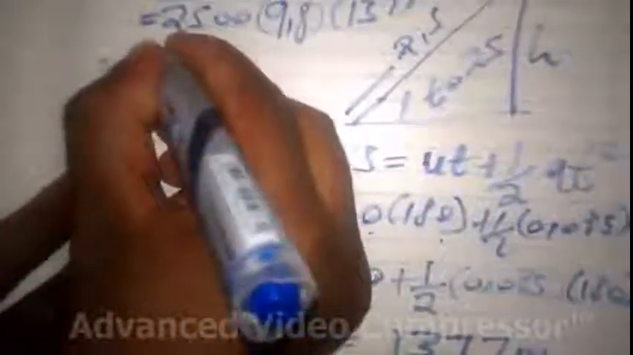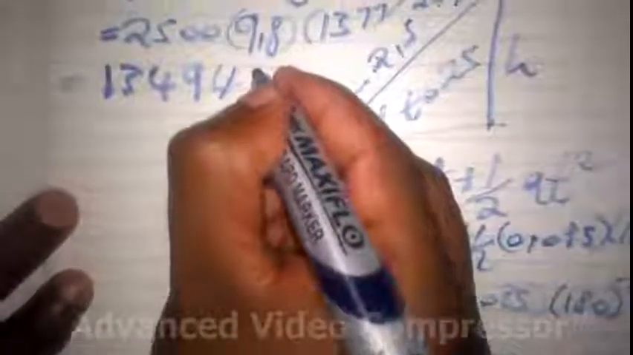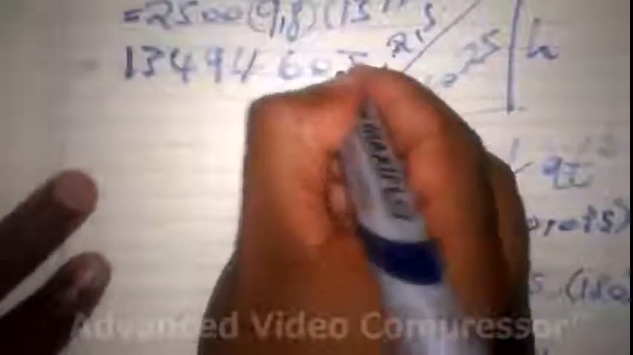So we have to multiply 1 over 25 by 1377 to get the total height. So 2,500 multiplied by 9.8 multiplied by 1377 over 25. Punch that with your calculator and get the correct answer. Then the potential energy will be 1,349,460, measured in joules. This is the final answer.